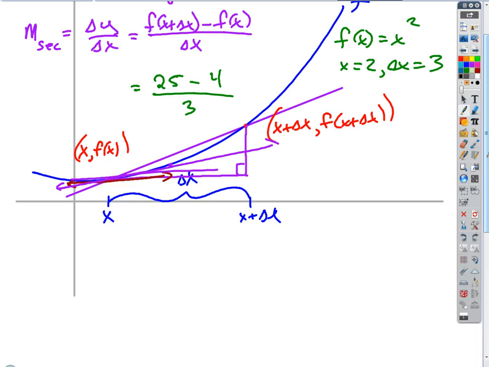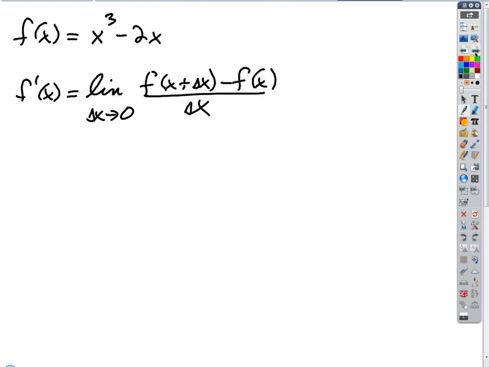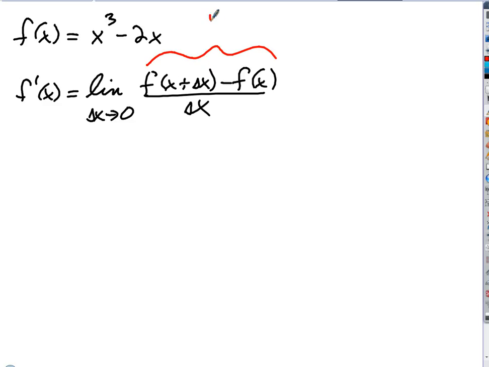Right, here's the picture. If this is x and this is x plus delta x, then the difference in the y values, remember, that's just going to be f of x plus delta x minus f of x, there's the rise, and the run is just delta x. So that's what it means when we talk about the slope of a secant line. This whole thing right here, this whole animal, is called the difference quotient.